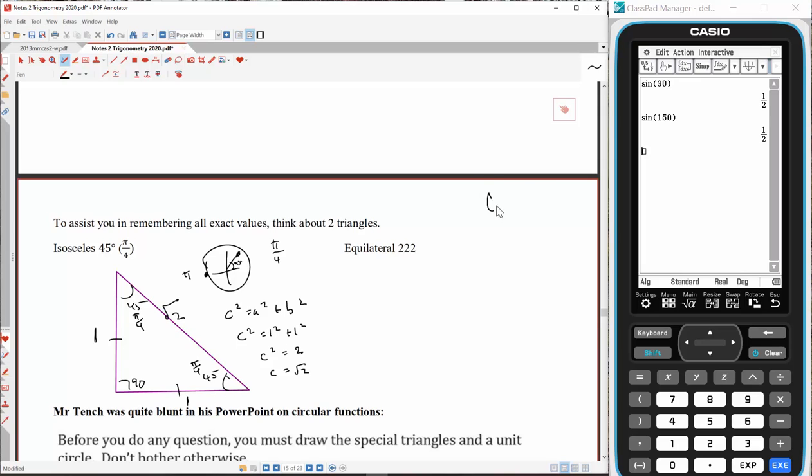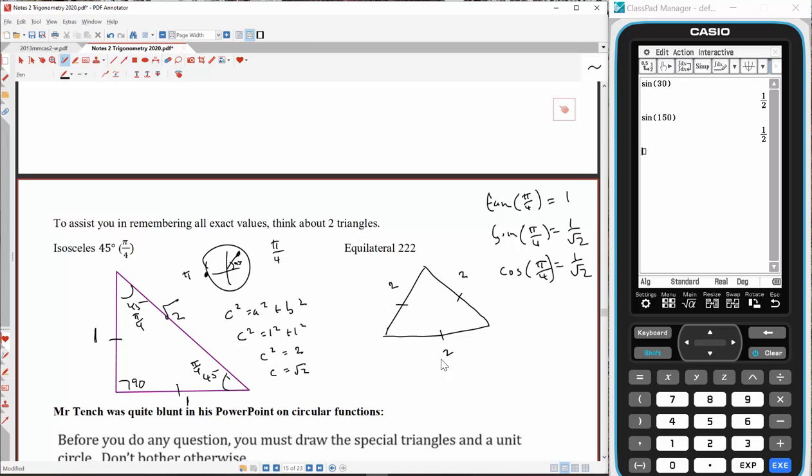Okay, so let's just write those down. So tan of pi on 4 or 45 degrees is 1. Sine of pi on 4 is equal to 1 on root 2, and cosine of pi on 4 is also 1 on root 2. It's the same. Right, the other one that we want to think about is an equilateral 2, 2, 2. So I'm going to draw an equilateral triangle.